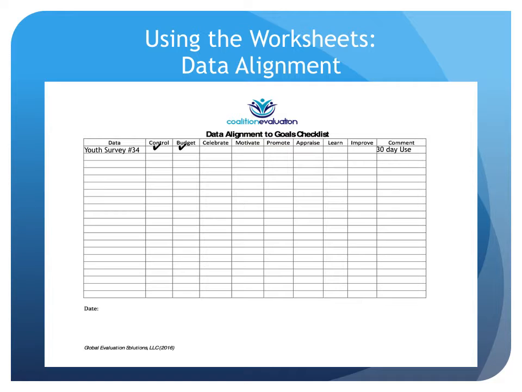With an understanding of which goals are most important to your coalition, and an understanding of the resources required to collect each piece of data, this worksheet will help you clearly identify your data strengths and weaknesses. Your coalition can then use this information to be more proactive about data collection and the use of data.